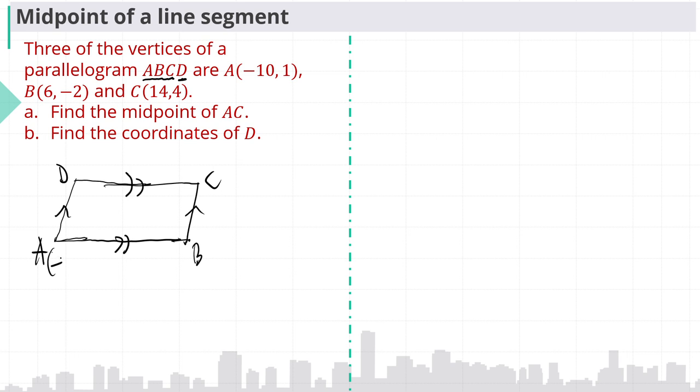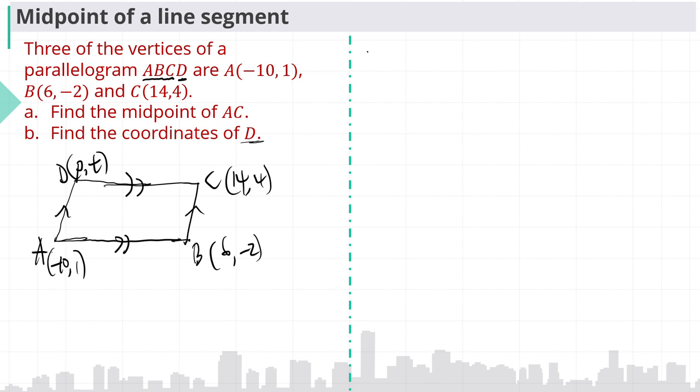Coordinate of A, minus 10, 1. Coordinate of B, 6, minus 2. Coordinate of C, 14, 4. Coordinate of D, we have to find, as it is not given. Let the coordinate of D be P, T.